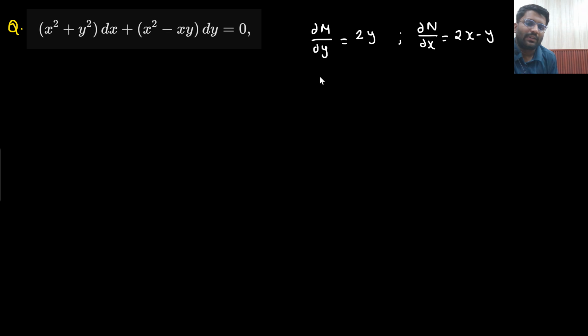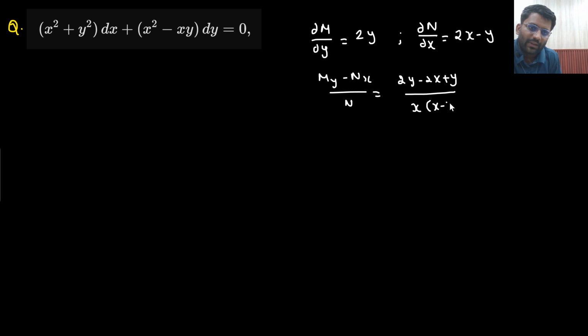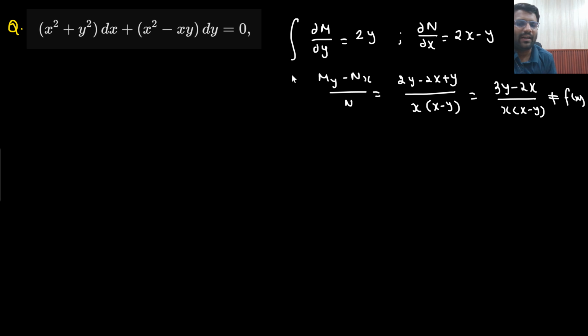Now you can check (M_y − N_x)/N, which will be (2y − 2x + y) divided by N, which is x² − xy. So x you can take common: x(x − y), and this is (3y − 2x)/(x(x − y)). Surely it is not a function of x, and similarly it will not be a function of y either. I will not even have to check all these things. What I can see is that M is homogeneous of degree 2. This is also homogeneous of degree 2, because if in place of x I put kx and in place of y I put ky, k² comes outside. Here also k² comes outside.